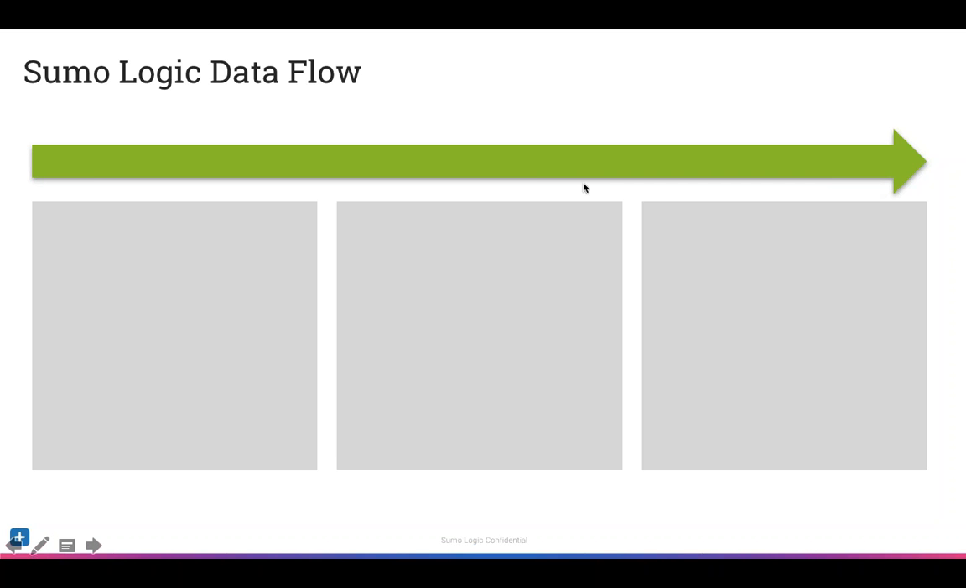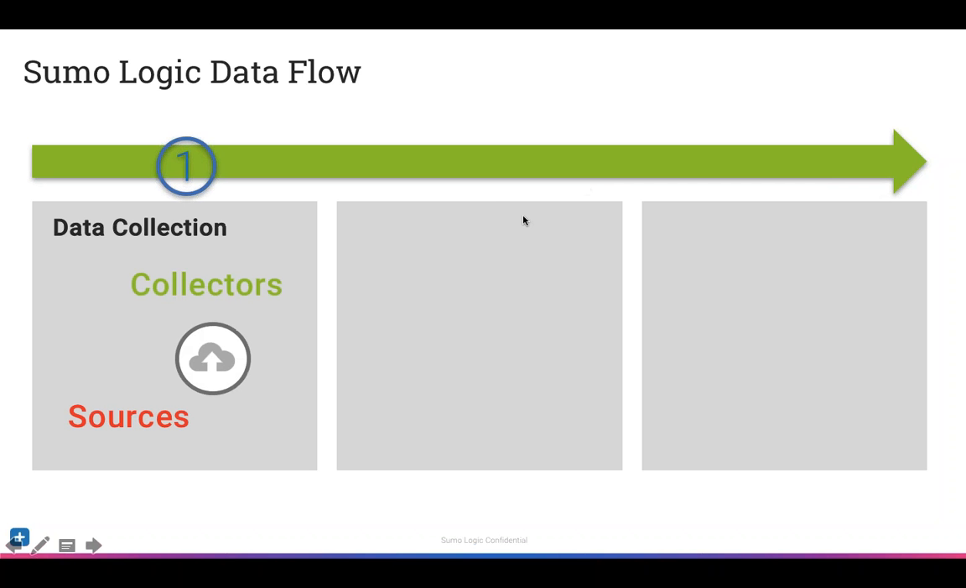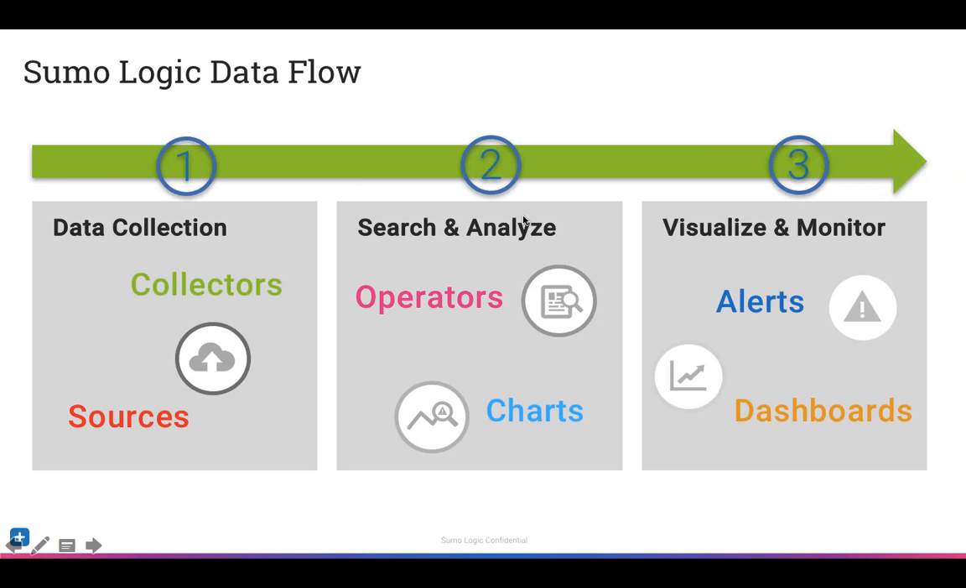Starting with a 30,000-foot view, the Sumo Logic data flow is broken into three main areas. First, getting data from your source systems. We do that data collection through collectors and sources, and we're not going to spend any time in here today. We're assuming that your administrators already got the data into the system. Where we're going to be spending time is in number two, how to analyze, how to start searching and analyzing your data. What are the operators out there that are very meaningful for me to start using on my data, and how to create some charts out of that.